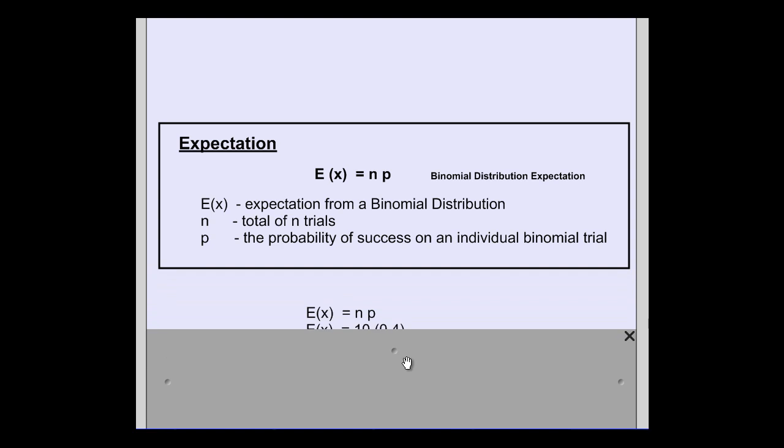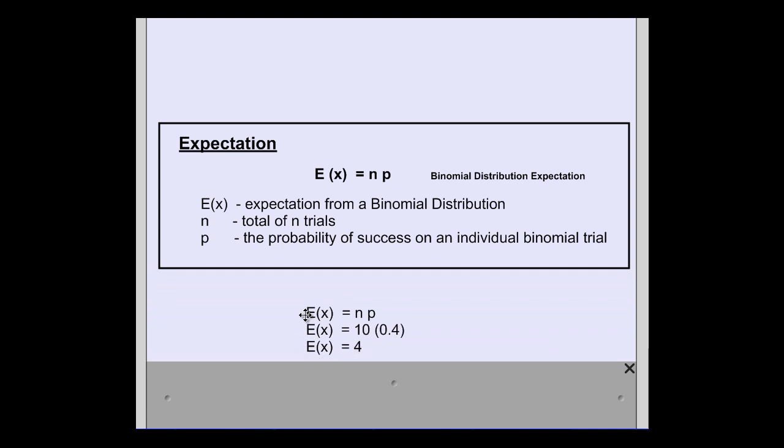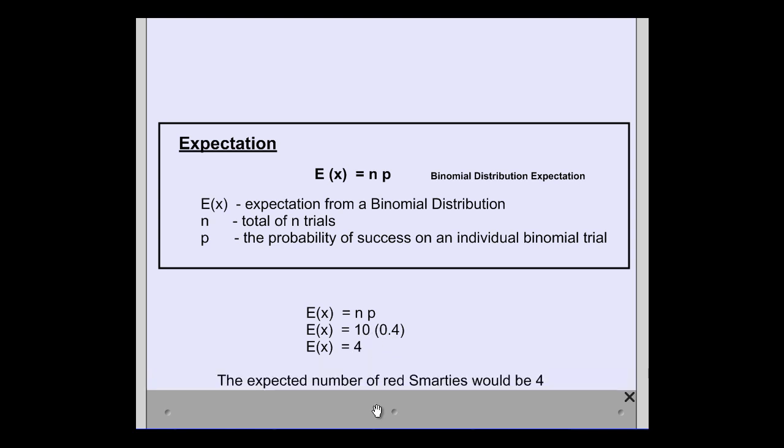So go back to our Smartie example, and it reads as follows. The expectation is n times p. We had 10 Smarties in a box, and the probability of actually finding a red one we knew was 40%, so 0.4, and 10 times 0.4 is 4. So we can say that the expected number of red Smarties we would actually find would be 4. That's why when we found 6 of them, it was quite low. It was only about an 11.15% chance.